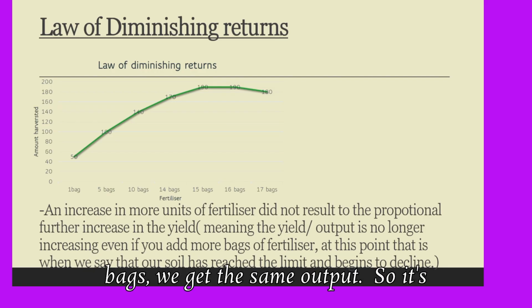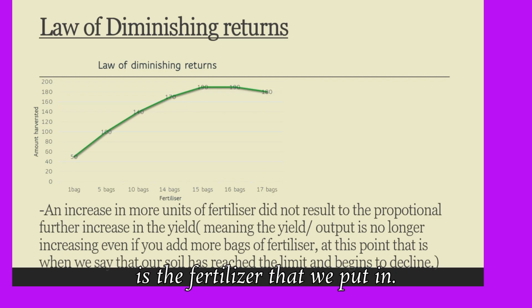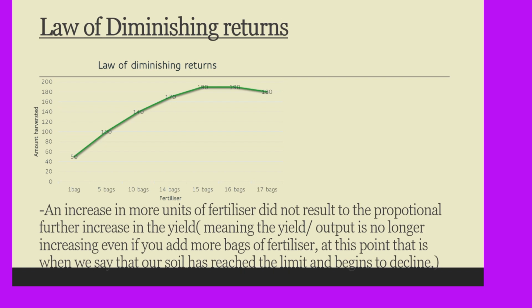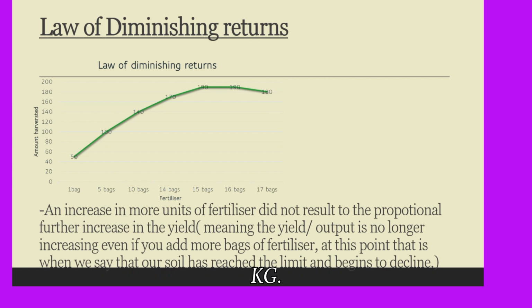So it's like an input, we are making an input, so we expect an output. The input is the fertilizer that we put in. So the output is the amount harvested in kg. Again, the amount of maize that we will harvest in kg.